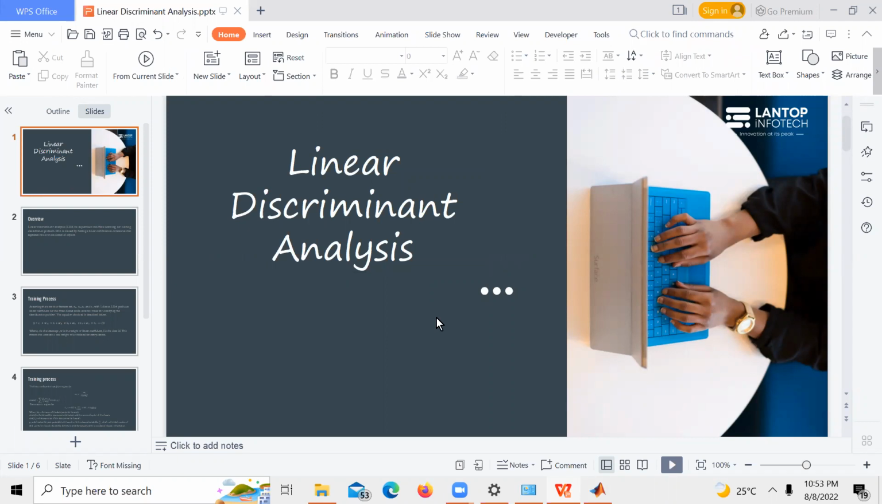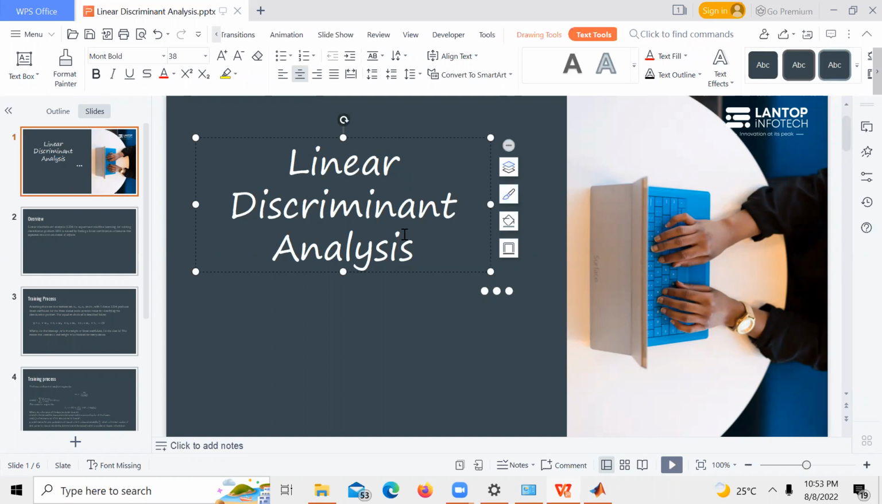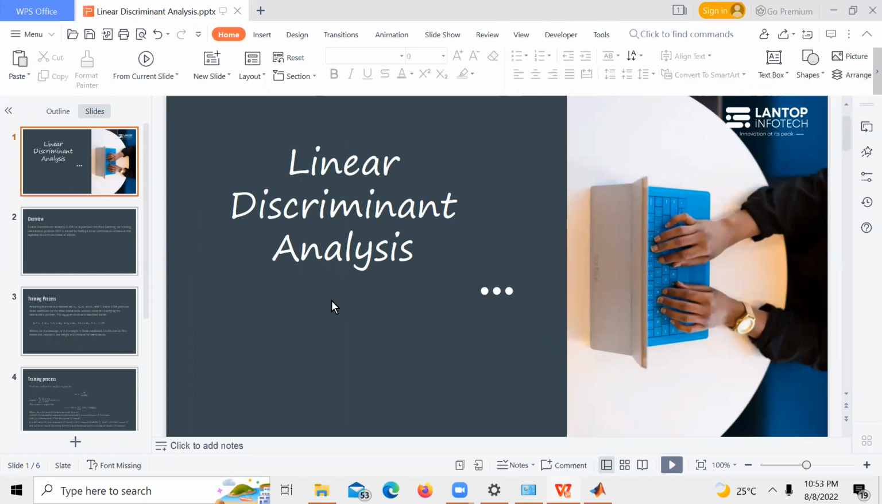In this tutorial, we will discuss linear discriminant analysis, which is also called LDA. LDA is a machine learning algorithm. It is a supervised machine learning algorithm which is used for classification.